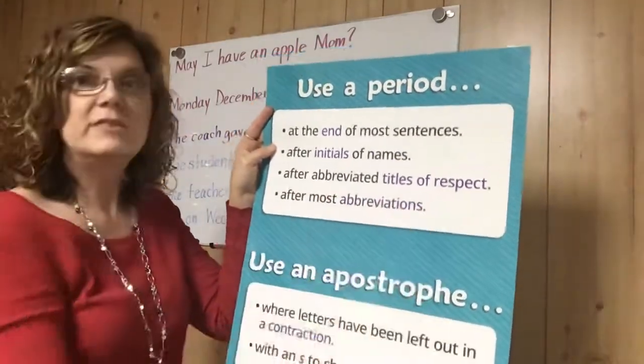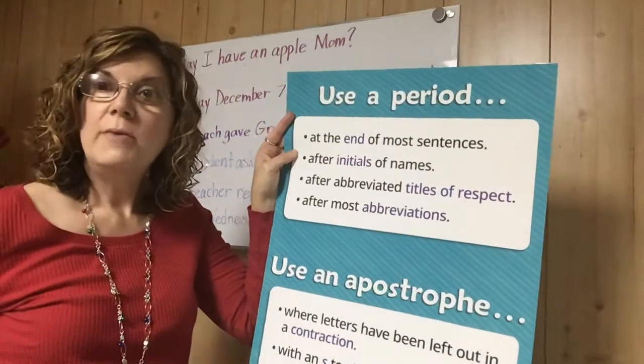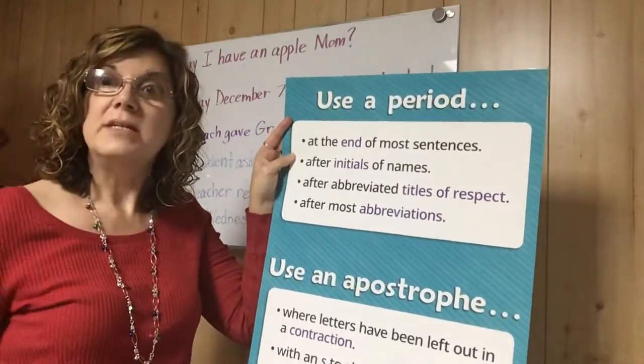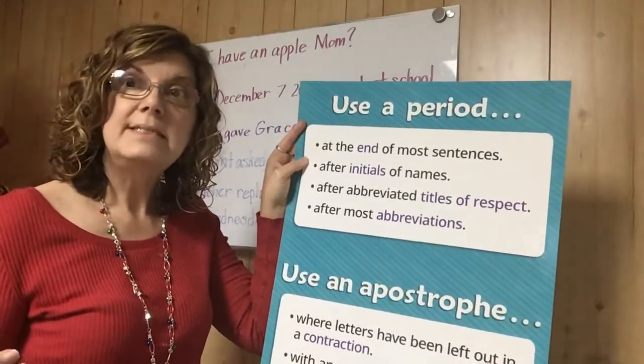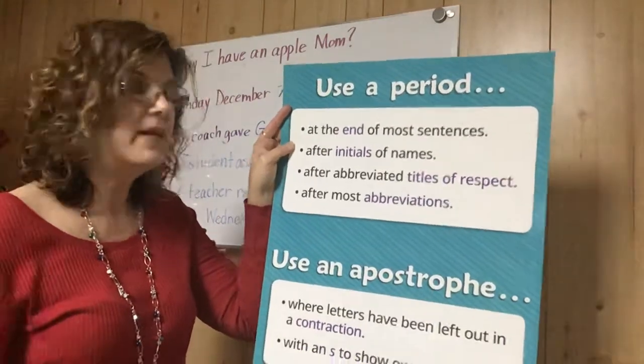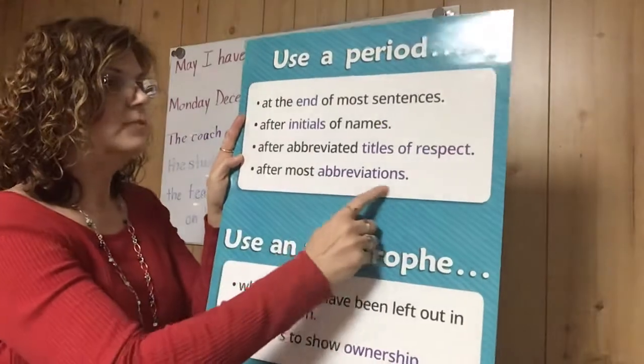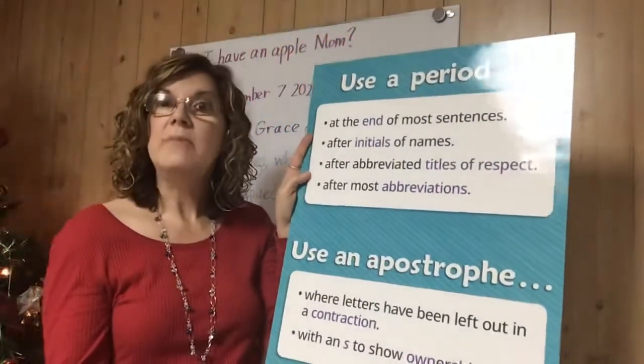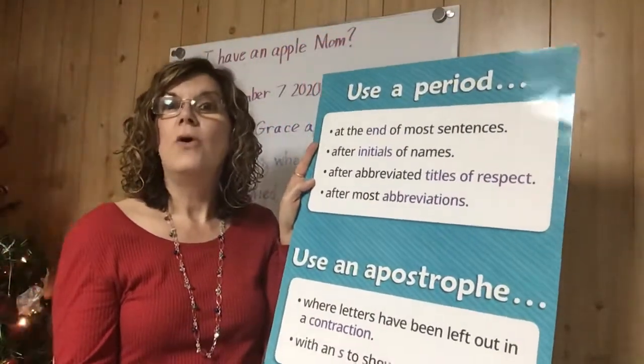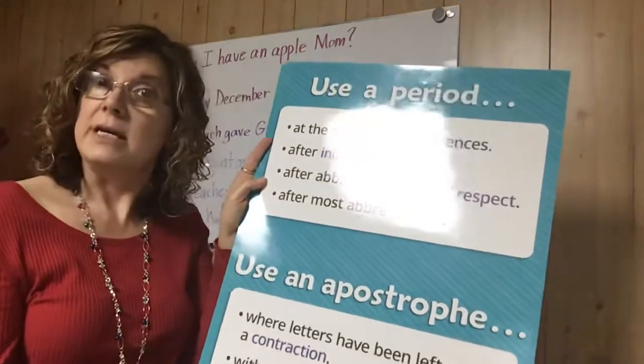After abbreviated titles of respect. Most of them are abbreviated usually, so what's the one that's not? Miss, M-I-S-S. Do not put a period for that one. It is not an abbreviation, so it does not need a period. And after most abbreviations, talking about street names like we just talked about on the envelope, or also days of the week or months of the year.